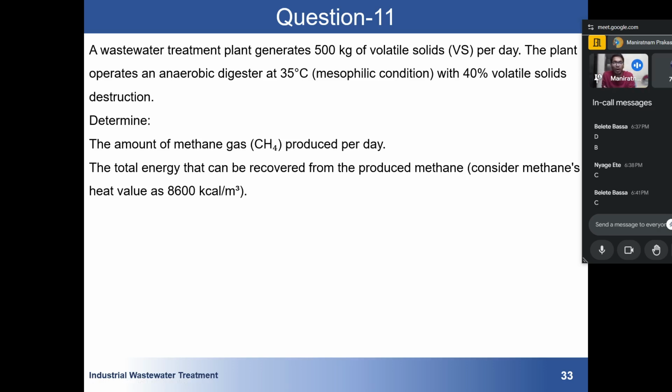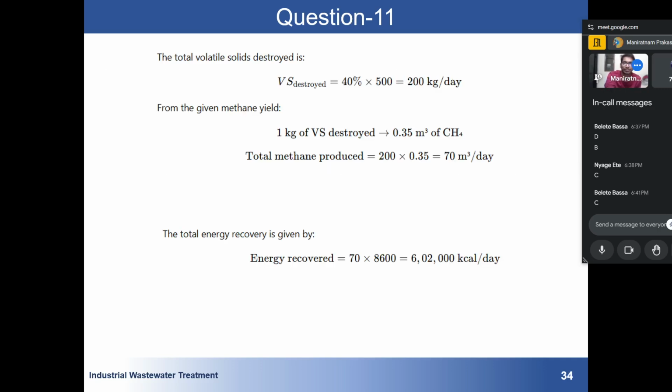Does anyone recall how many meter cube of methane is produced per kg? Does anyone remember how much methane is produced for per kg of volatile solid? Anyone? Okay, no problem. So remember, for per kg of volatile solid, 0.35 meter cube of methane is produced.